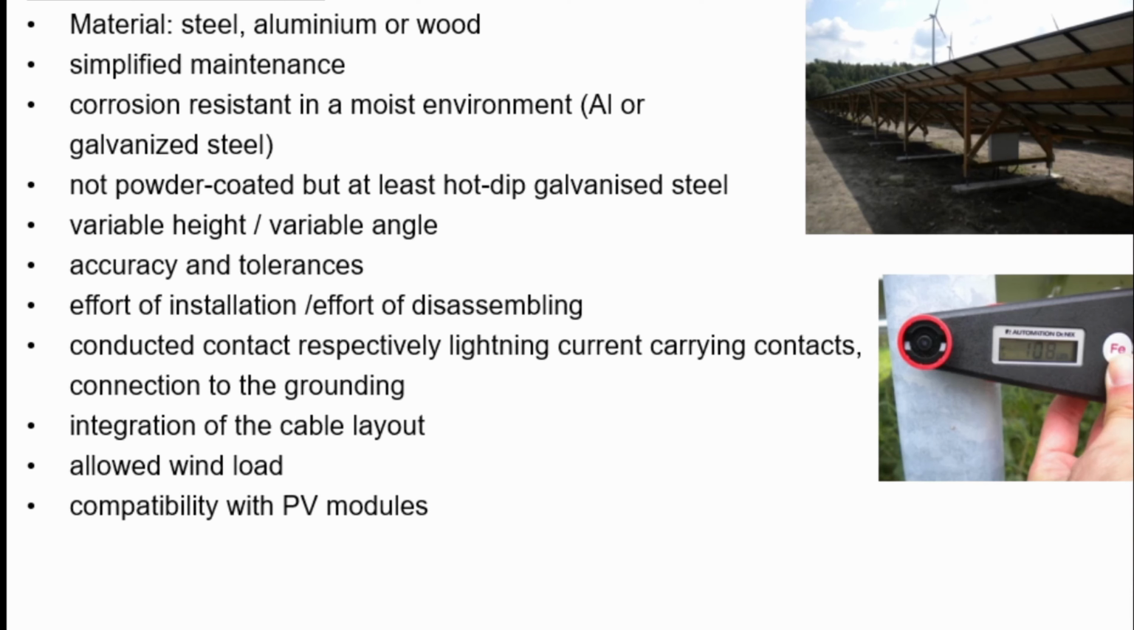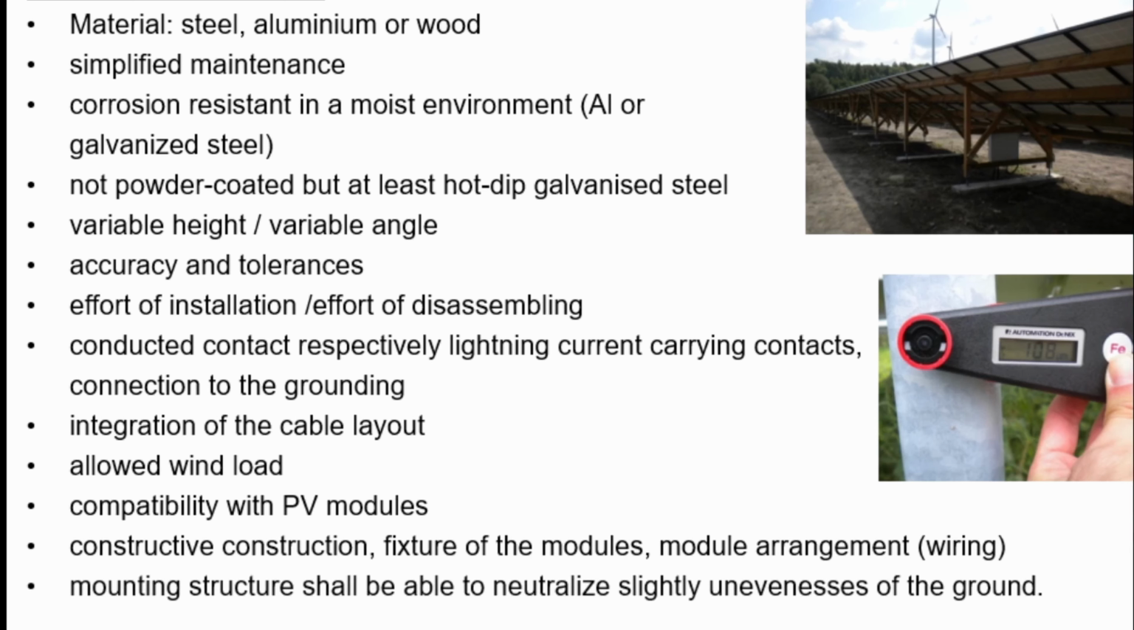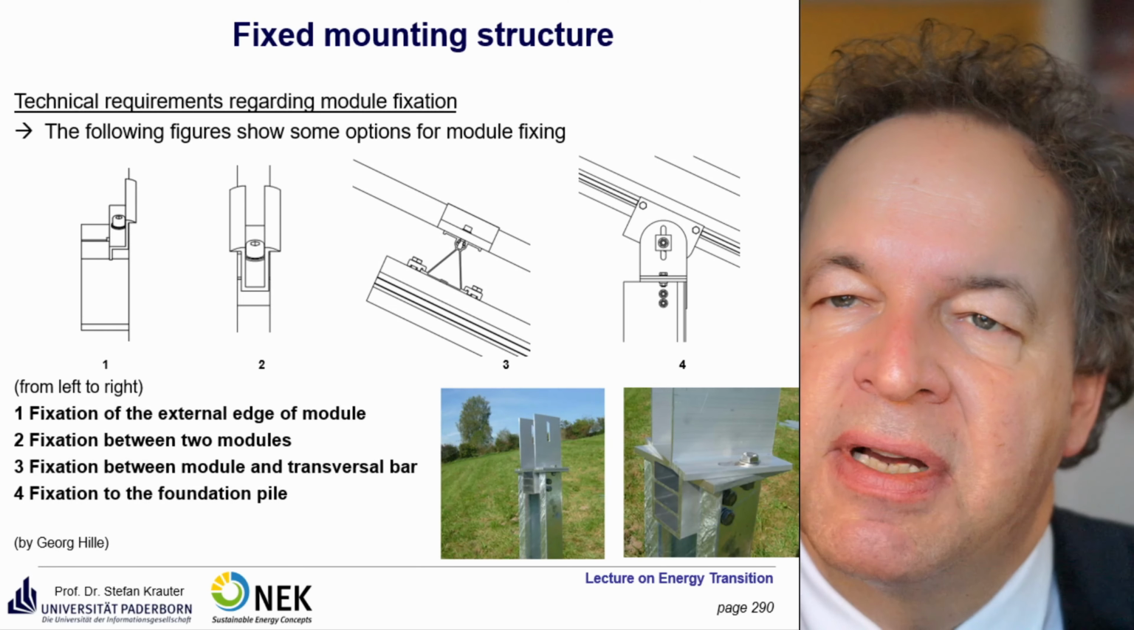Compatibility with PV modules, so you have to take a look whether the size of the subconstruction and the position of the screwing holes is adequate in accordance with the PV modules. Constructive construction, fixture of the modules, module arrangement and the wiring. The mounting structure shall be able to neutralize slight unevenness on the ground, as I mentioned already. Here I have some examples.